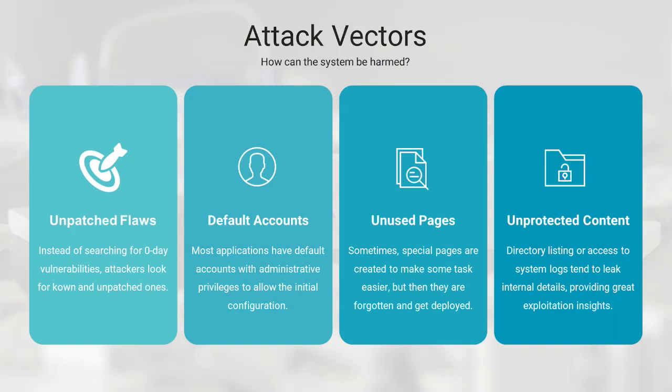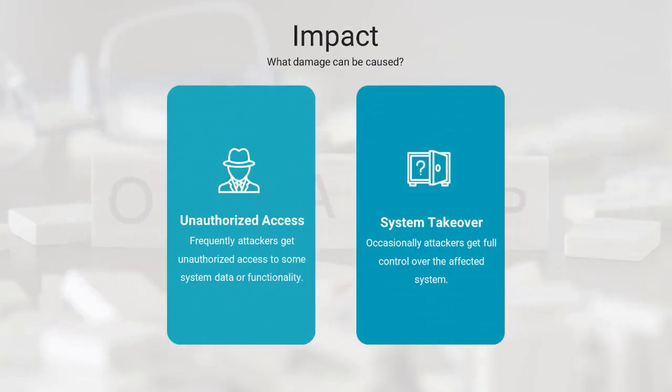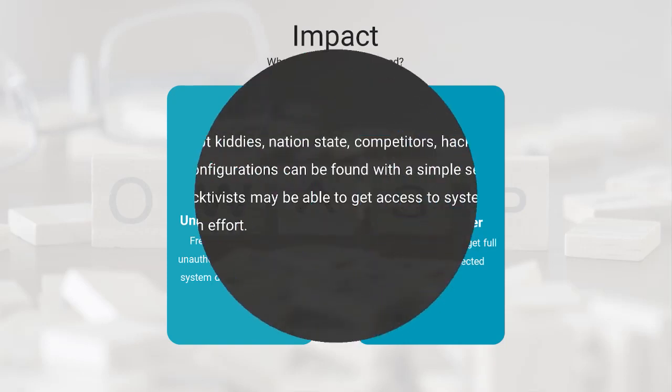Enabled directory listings or publicly accessible files such as system logs or backups are easy to find even without touching the application. The most common consequence of security misconfigurations is the unauthorized access to some system data or functionality. Depending on the exposed data or functionality nature, exploitation may become easier. Occasionally, security misconfigurations allow attackers to get control over the system. Firewall or remote access misconfigurations are good candidates to make the system vulnerable.